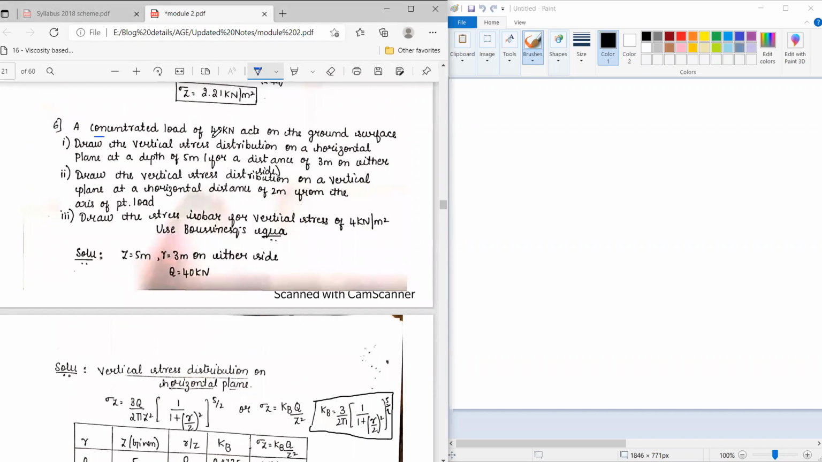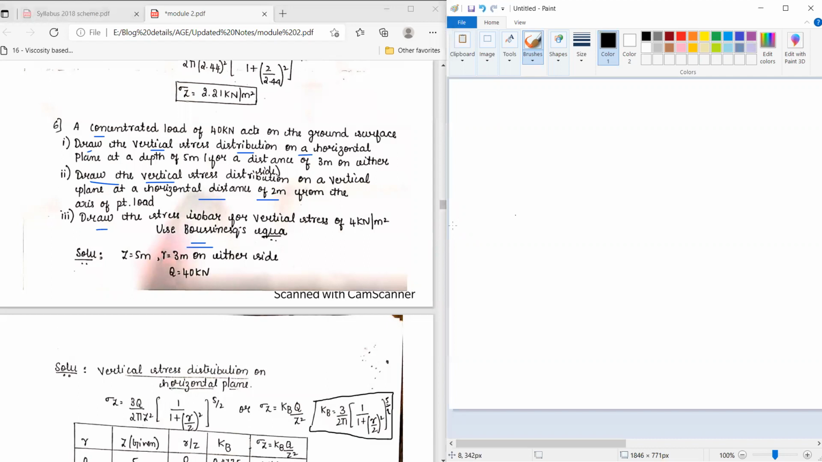A concentrated load of 40 kilonewton acts on the ground surface. For that, draw the vertical stress distribution on a horizontal plane at a depth of 5 meters for a distance of 3 meters on either side. Second, draw the vertical stress distribution on a vertical plane at a horizontal distance of 2 meters from the axis of the point load. Next, draw the stress isobar for vertical stress of 4 kilonewton per meter square using the Boussinesq equation.